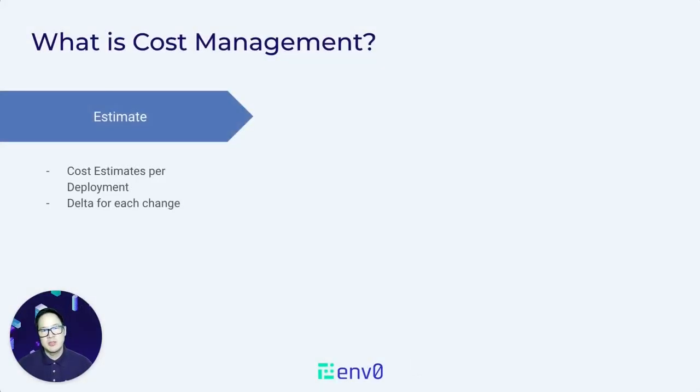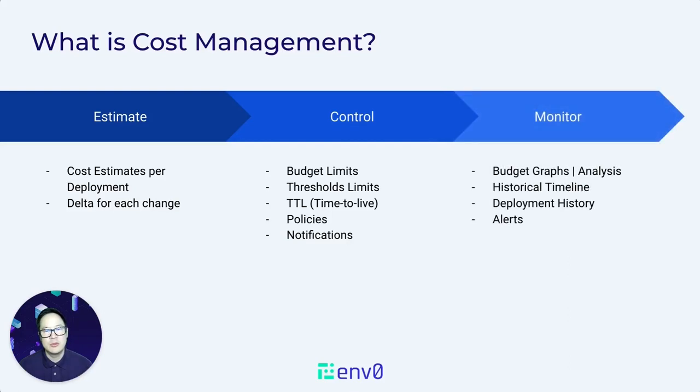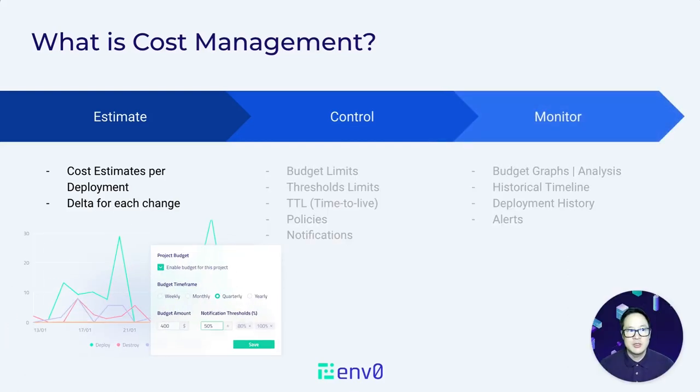Cost management is split into three main categories: estimation, control, and monitoring. With estimation, we give you a cost estimate per deployment and a delta for each change. So as you're creating new PRs with code modifications, you'll be able to see those cost estimates and see those changes. Or when you're triggering a new deployment with new variables, you'll be able to see those cost estimates as well.